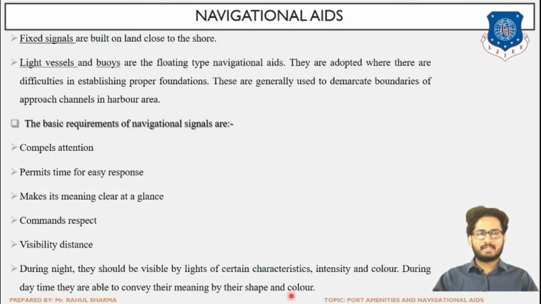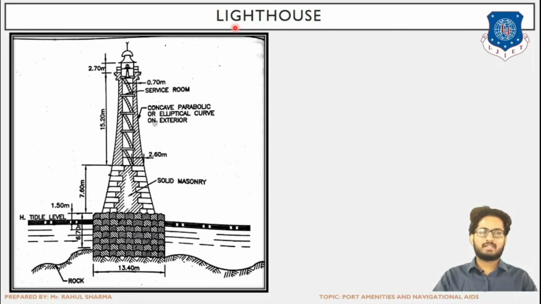Now the first navigational aid which we are going to study is the fixed type navigational aid, that is lighthouse. It is an important question from exam point of view. So first of all, we will see the labels in the figure. Rock which has been mentioned is the seabed or the foundation where ultimately the load of the lighthouse will be transferred. It is basically CC or masonry construction. This is the foundation structure which will be bearing the load of the superstructure, and it will transfer the load to the rock or to the sea bed.